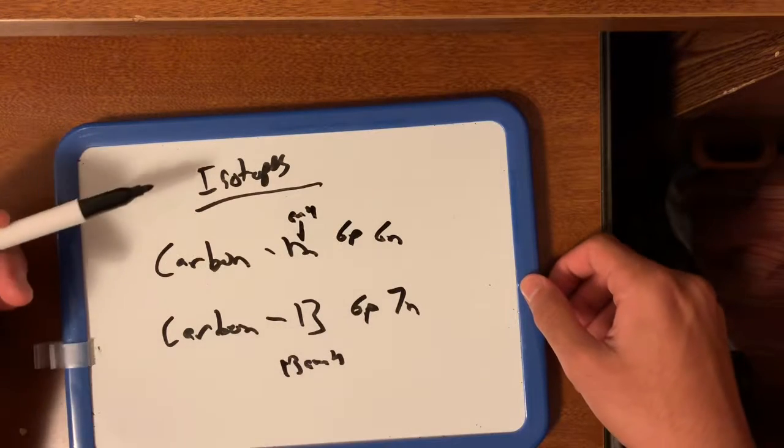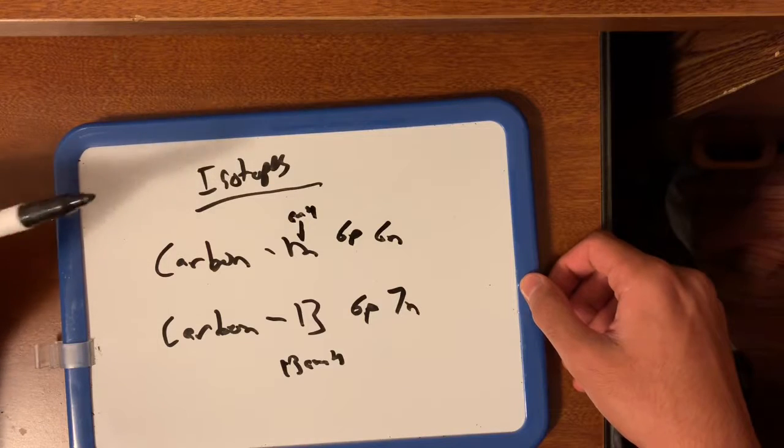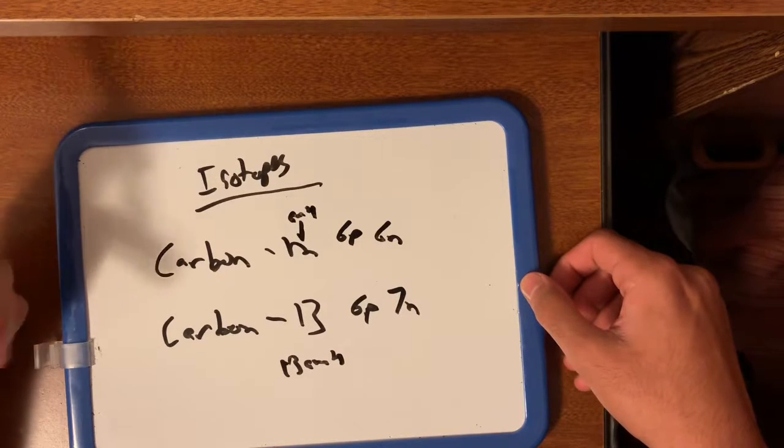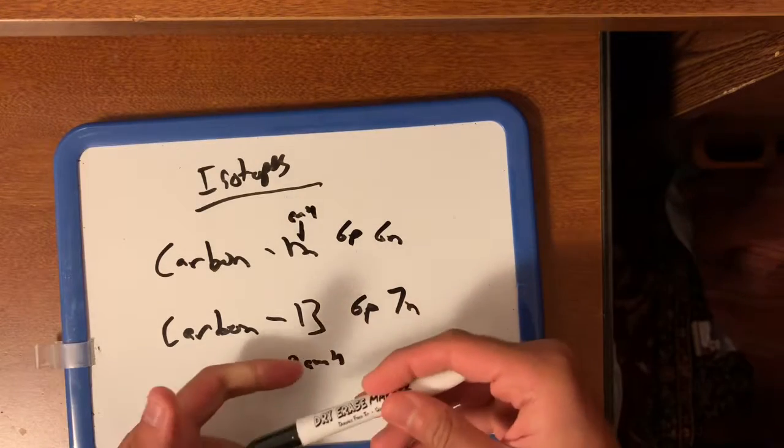So when you see the word isotopes, that just means that it's an atom with a different number of neutrons for that element.